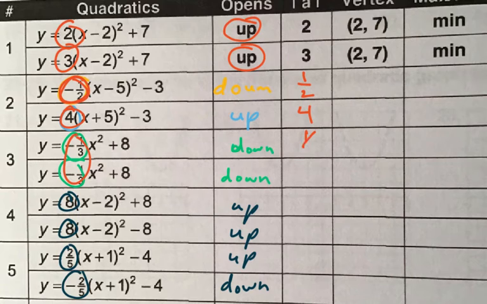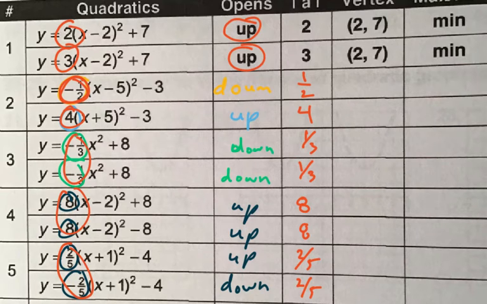These two have an amplitude of 1/3. These two have an amplitude of 8. Both of these have the same amplitude. The difference is one of them is going down. The other one is going up, but their amplitudes are 2/5.